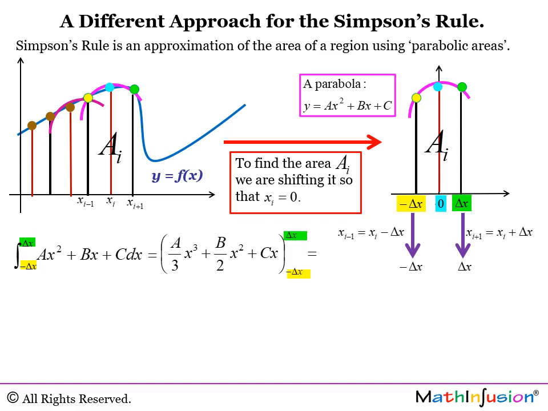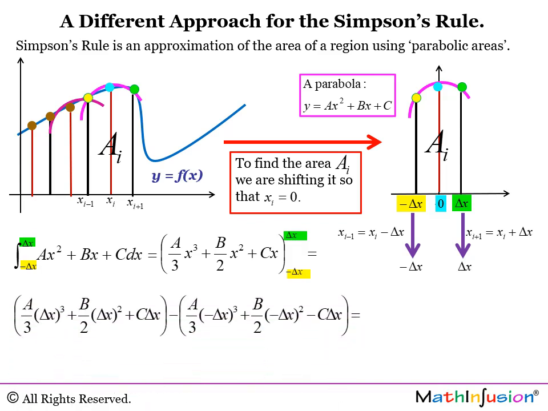Here's the antiderivative. And now we will substitute delta x and then negative delta x. And we get 2a over 3 times delta x cubed plus 2 times c delta x, which can also be written like that.